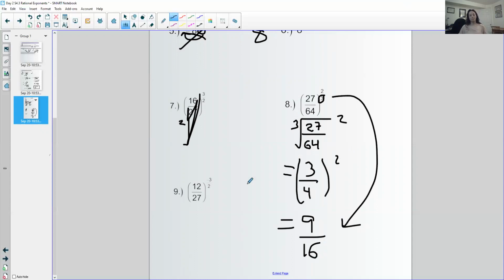That's pretty much it. If you need more examples, go into your book, and good luck with the section.